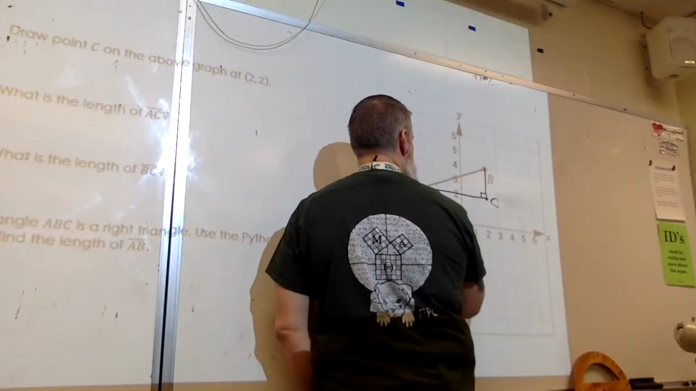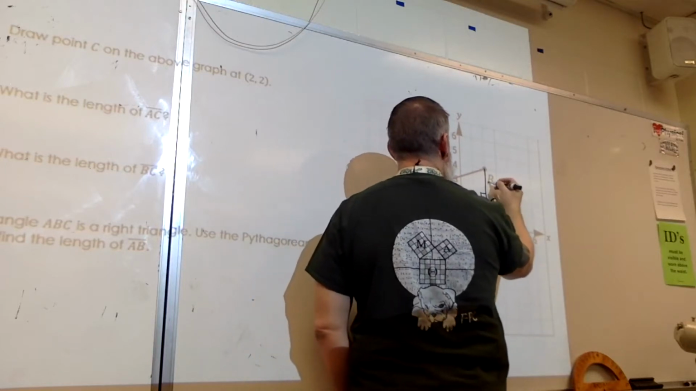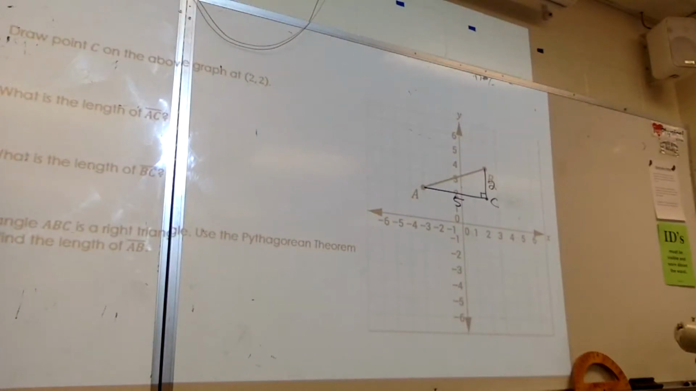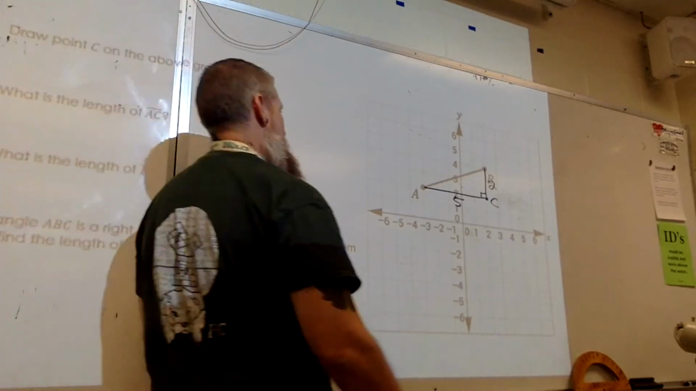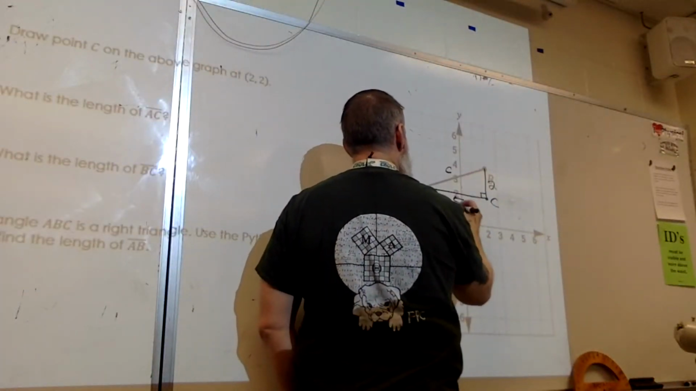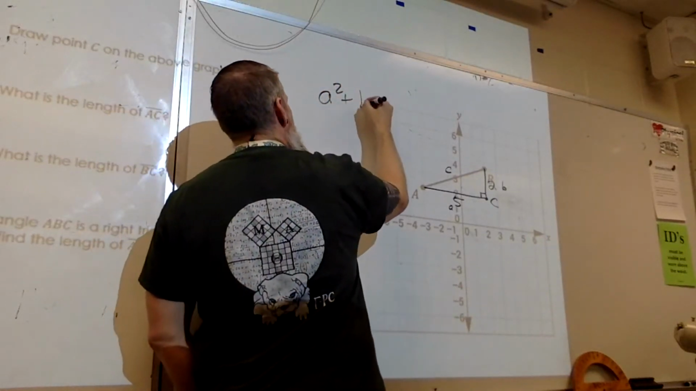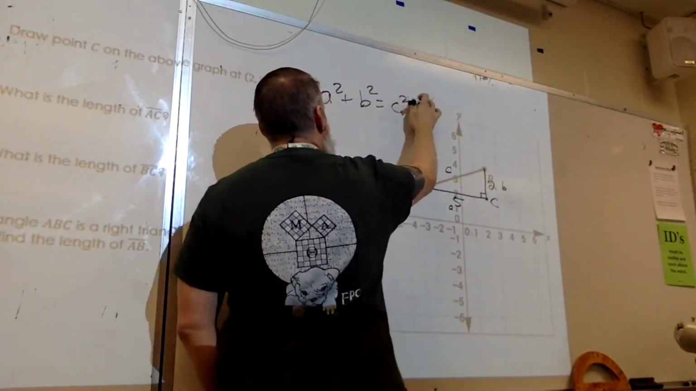So this one is how long? 5. And that's 2, and then the other one's 5. Wait, what? The other side's 5. AB's 5? Yeah. How do you know that? Because it's the same distance as C. Let's see. B. Okay.